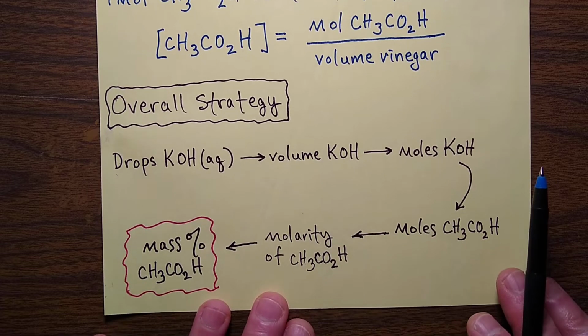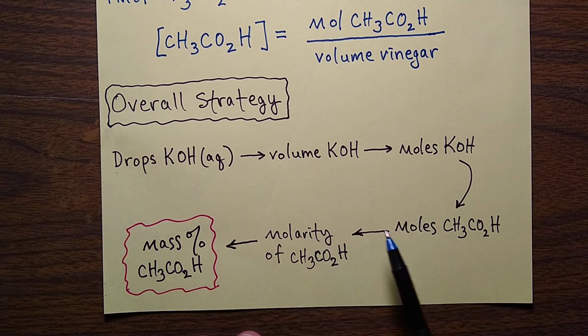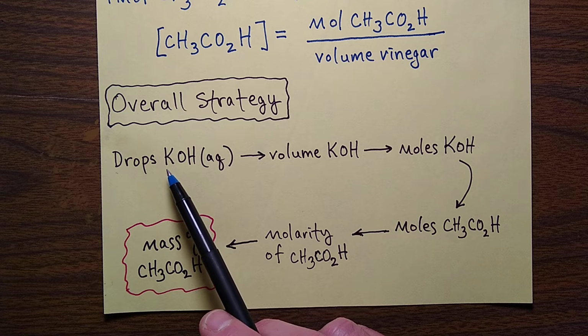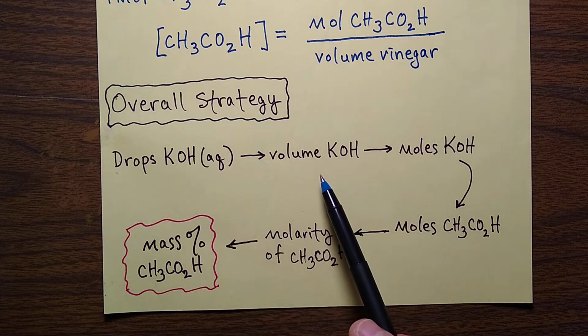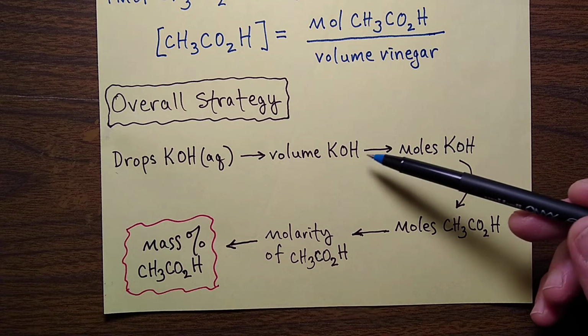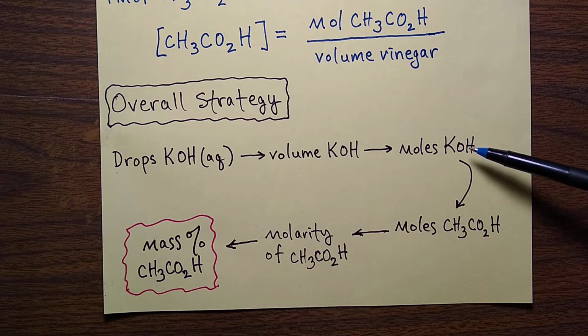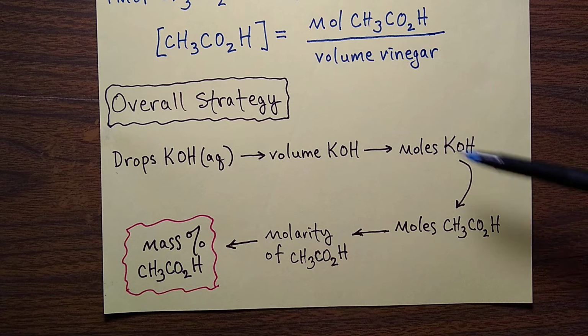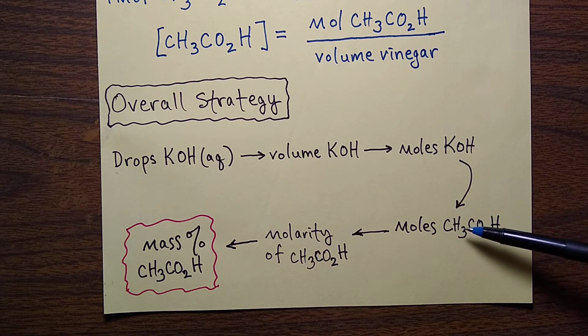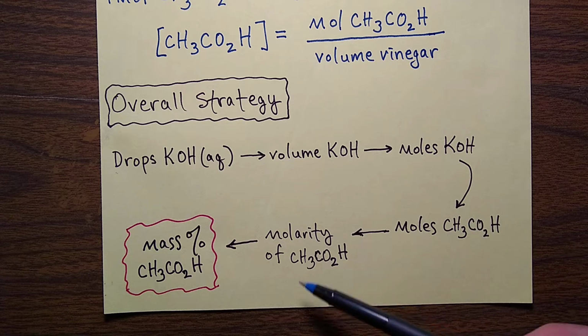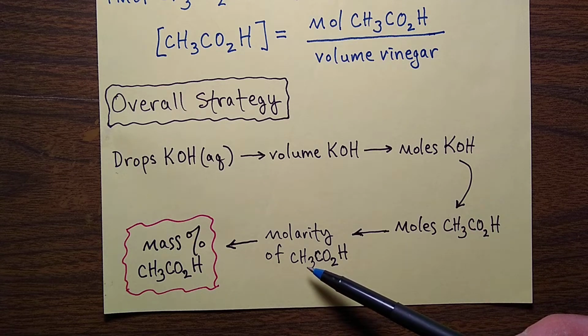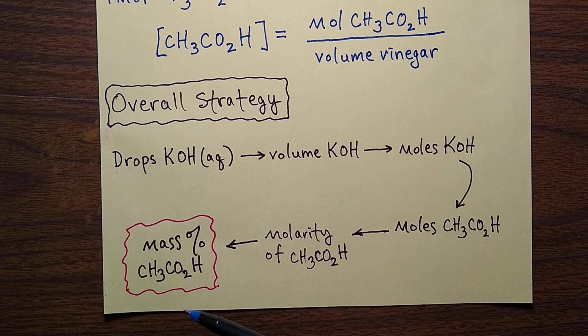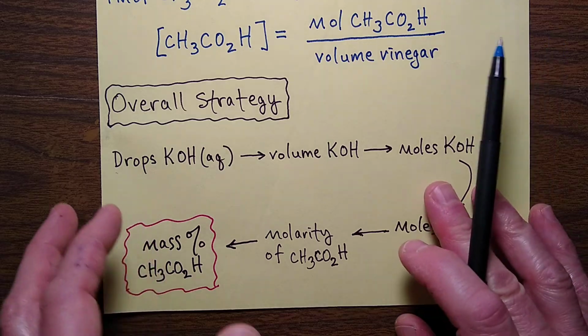Again, as I said in the other video, and I'll show you again here, I'm going to give you some sample data. You're going to take the drops of KOH for each trial and convert it to volume of KOH, because you have that conversion factor from when I calibrated the pipette. Then you're going to convert volume to moles using the molarity that you calculated for this solution. Then you'll convert that to moles of acetic acid, to molarity of the acetic acid in the vinegar, and finally to mass percent, which is actually mass per volume percent.